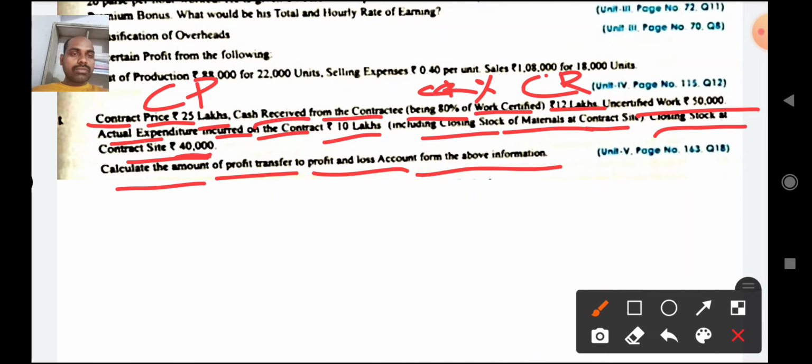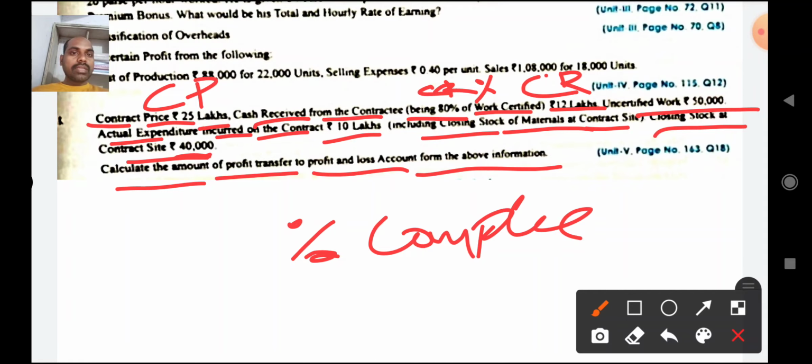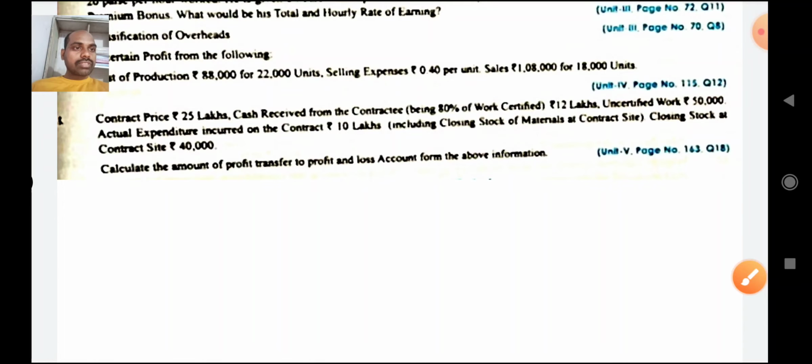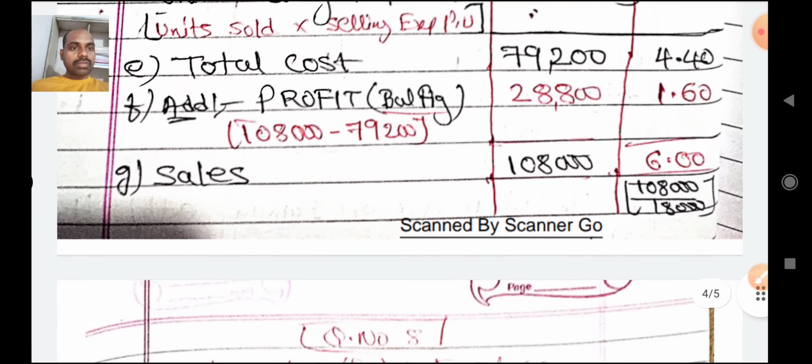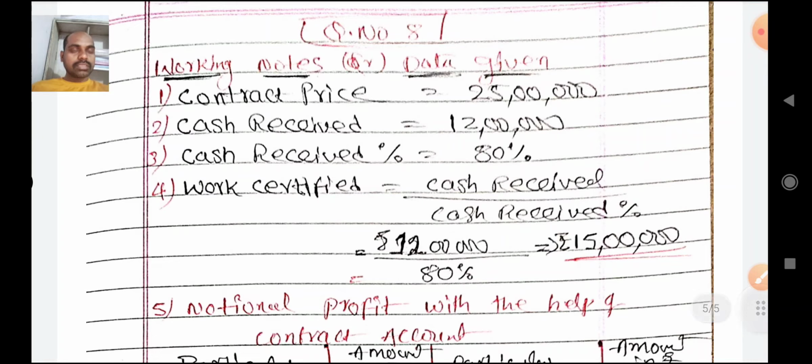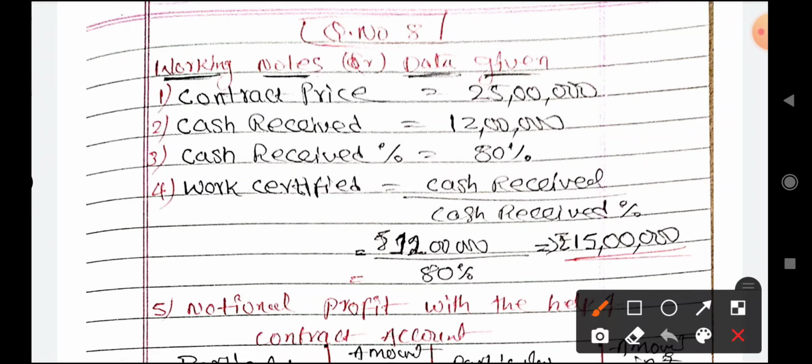So first we need to estimate the percentage of completion. On the basis of percentage of completion only you can segregate how much will be transferred to P&L account. So for that we require work certified. It is not given in the question, so we need to calculate that as a working note. So let us see the question number 8. Here is some information. Working notes and data given.